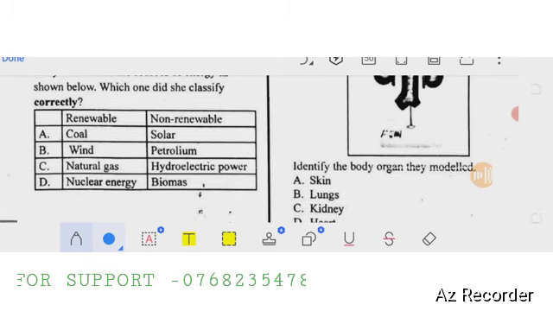So energy is classified into renewable sources of energy, which are sources of energy that cannot be finished. They can be used again and again. And non-renewable sources of energy, which can be depleted. So which one is correctly matched? So coal is non-renewable, which is wrong.